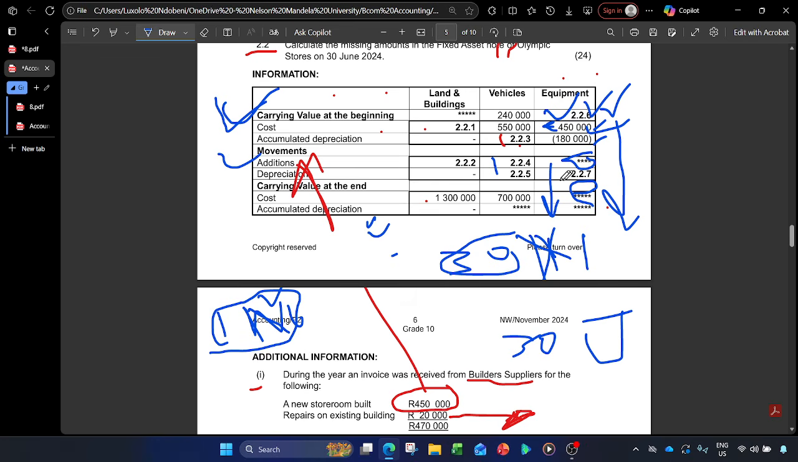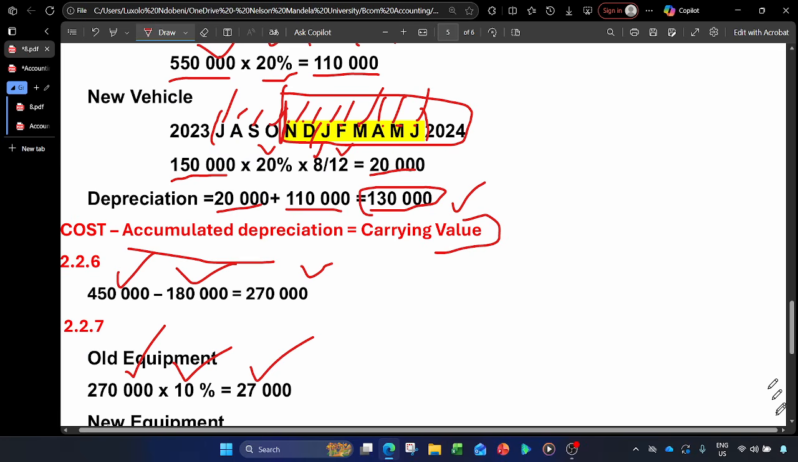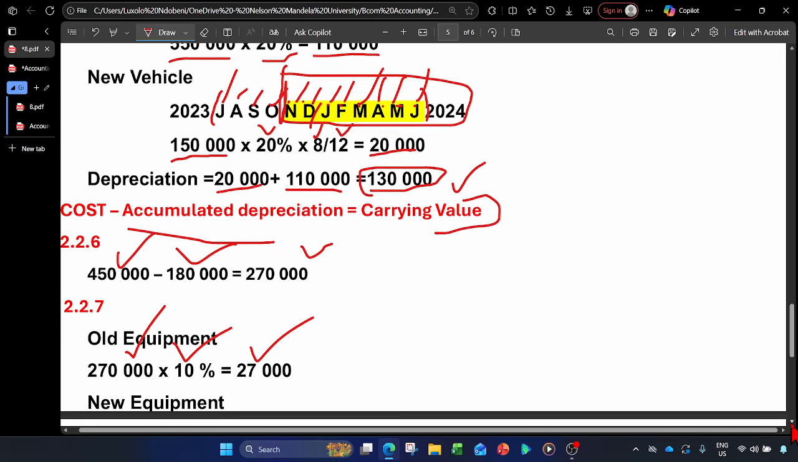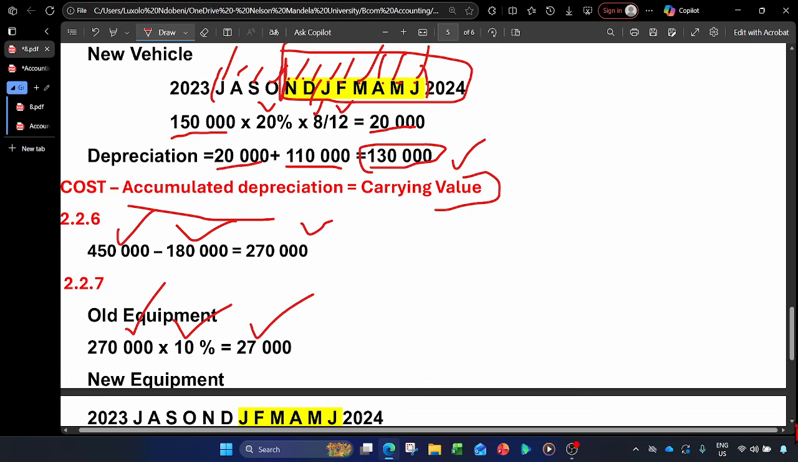Then now moving forward, we have another vehicle that we bought on 31 of December. So now, are we also going to use carrying value to calculate that depreciation? This is the question maybe some of you are asking yourselves. How are we going to treat it?